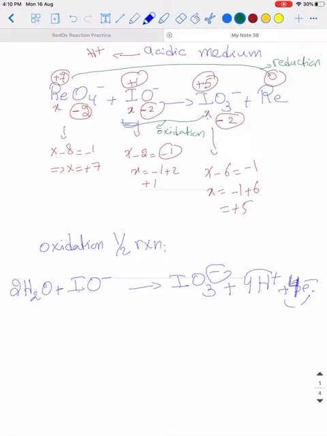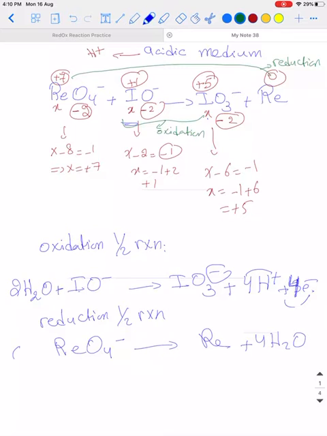We will move to the other half reaction, which is reduction. Who is involved in the reduction? I look up in the equation: ReO4 minus to give Re. Now let us balance again in acidic medium. 1 Re, 1 Re, 4 oxygen. So we add 4 water, but we disturb the hydrogen, so 8 H plus on the left side. Again, we check the charge: 0 on the right side, 8 plus and minus 1 gives +7 on the left. So we have to make 0 on both sides, so we add 7 electrons.